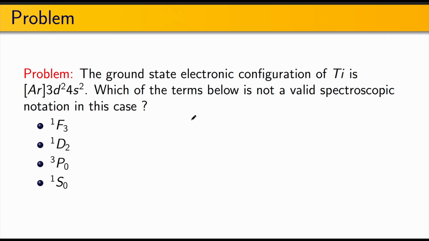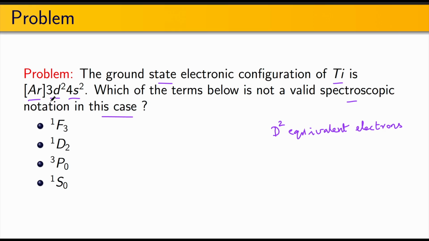Okay, so we go to the last problem. The ground state electronic configuration of titanium is argon and then 3d2 4s2. Which of the terms below is not a valid spectroscopic notation in this case? Now this is about d2 equivalent electrons. This is about d2 equivalent electrons.